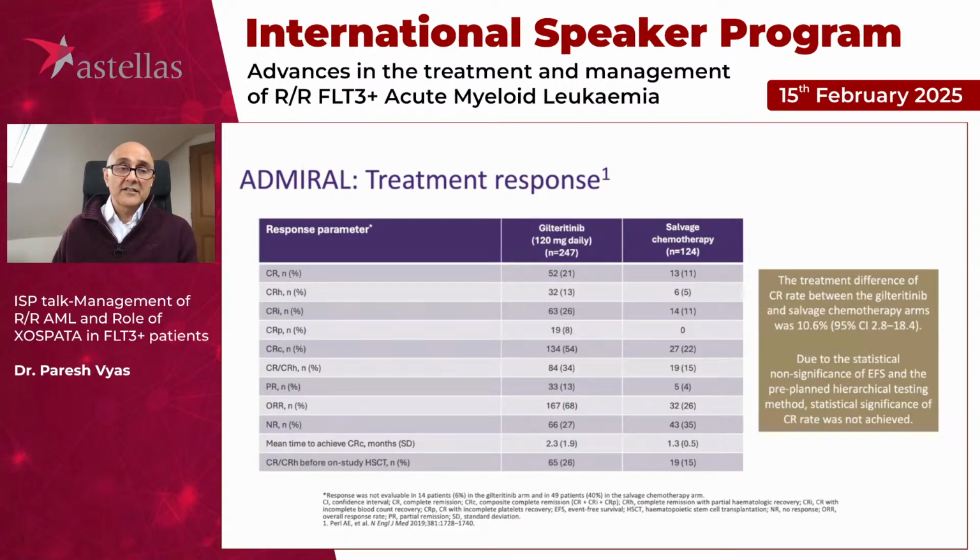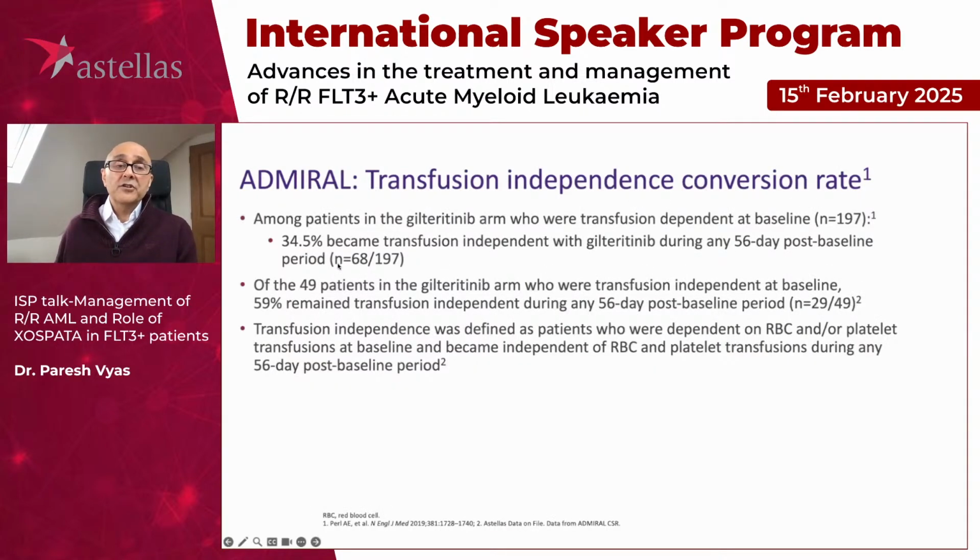This just shows you the composite CR rate, so CRh, CRi, CRp, and composite CR rate. And you can see it's double in the gilteritinib arm versus the salvage chemotherapy arm, and of course that's reflected in the OS. If you were transfusion dependent prior to treatment, you're more likely to become transfusion independent if you had gilteritinib. And this is shown here, 34.5% became transfusion independent with gilteritinib. And that's not surprising because the CR rate is so much higher in patients who had gilteritinib. You also became transfusion independent for red cells and platelets.